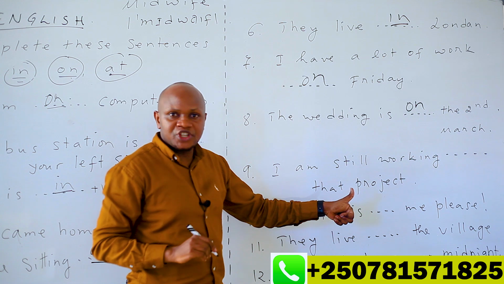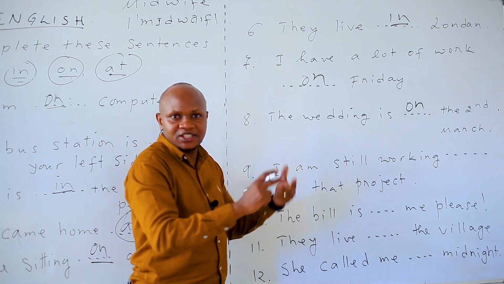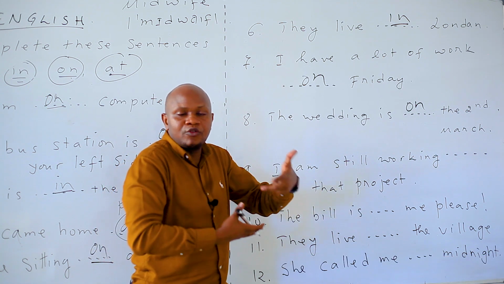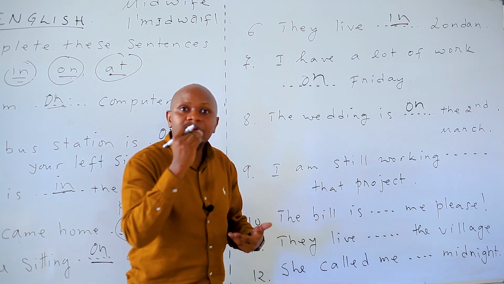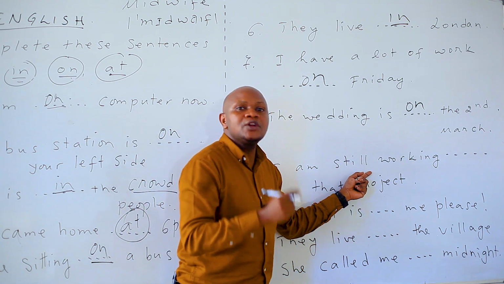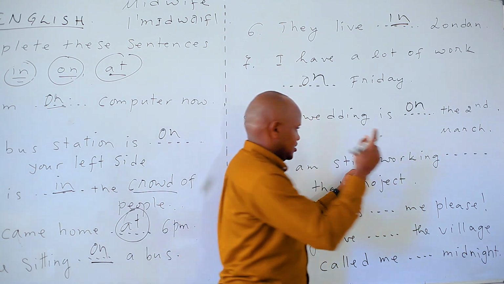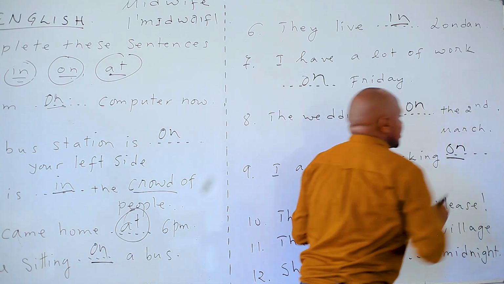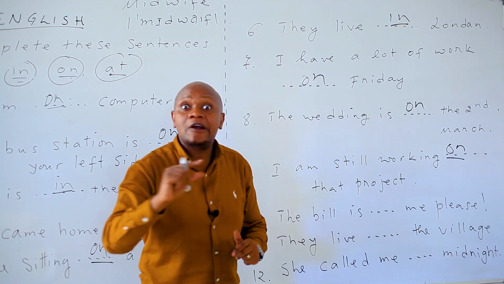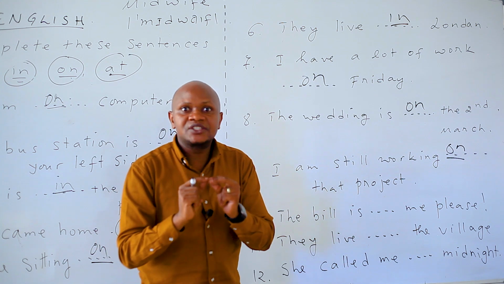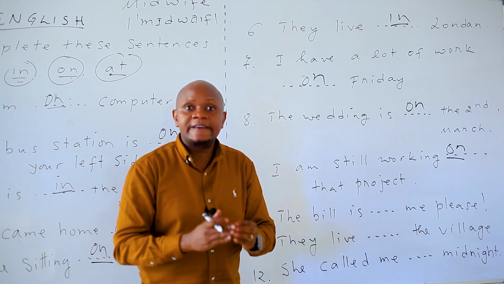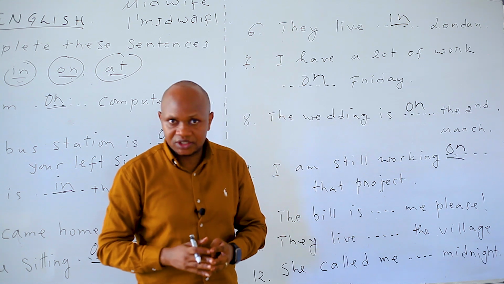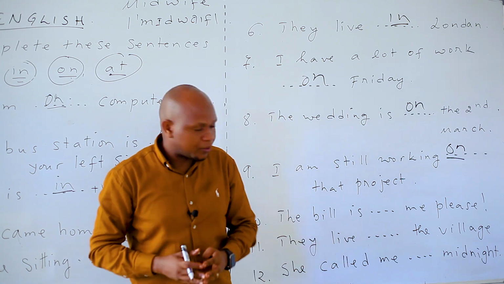Number 9. I am still working in that project, on that project, at that project. Ushaka kuvuga ngo ndacyari gukora kuri wa mushinga. You will say, I am still working on. I am still working on that project. To work on. What are you still working on? Uracyari gukora kubiki? I am still working on that project. Ndacyari gukora kuri ya project.